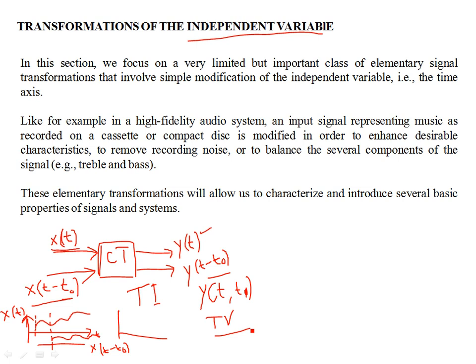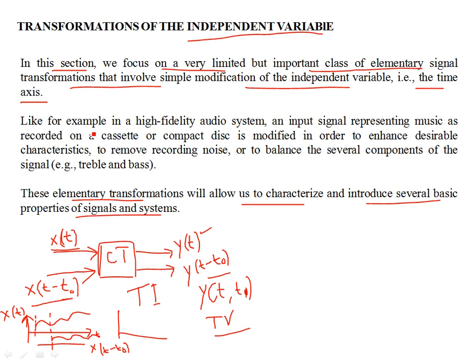So these transformations on the independent variable play again a very important role in characterizing the behavior of the system. You see these elementary transformations will allow us to characterize and deduce several basic properties of signals and systems. In this section we'll focus on a very limited but important class of elementary signal transformations that involve simple modification of the independent variable, and in our case the variable of interest in most cases will be the time axis.